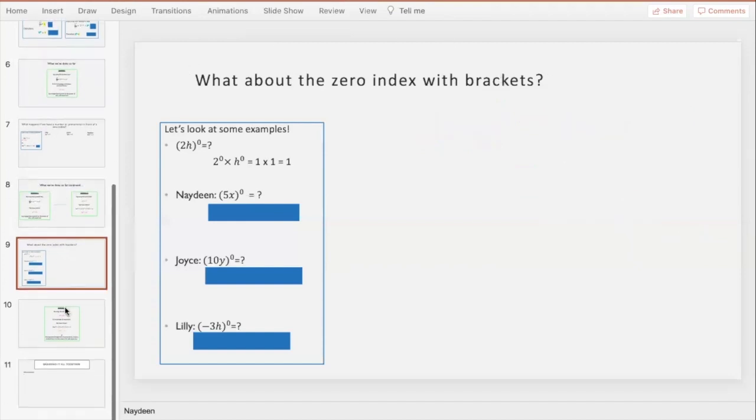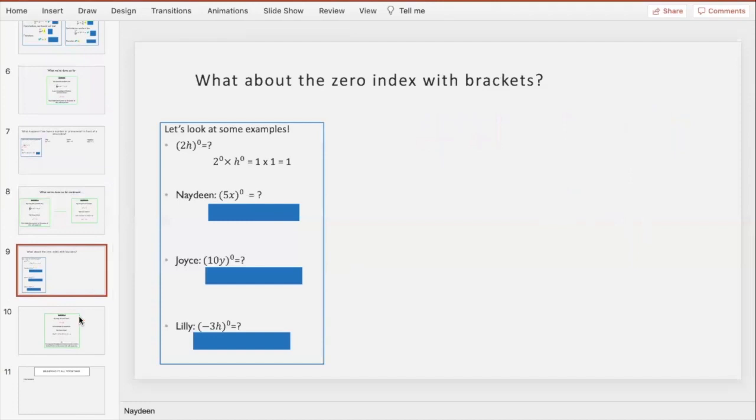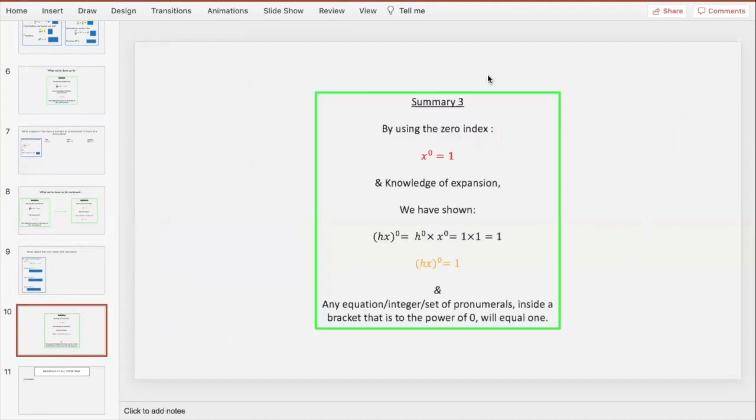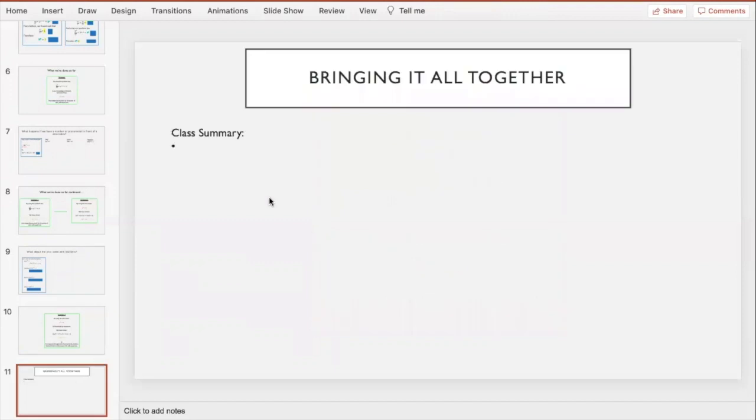All right, nearly done. That's great. So on to our second last slide, a little summary of what we just did. We just used our zero index law and our knowledge of expansion. We have shown that any equation, integer, set of pronumerals, all inside a bracket to the power of 0 will equal 1. And that's just that one there, and I've written it in words as well. So I'm just going to bring it all together, and I would like a class summary from you girls, maybe 1 to 2 points each on something that you've learnt today.